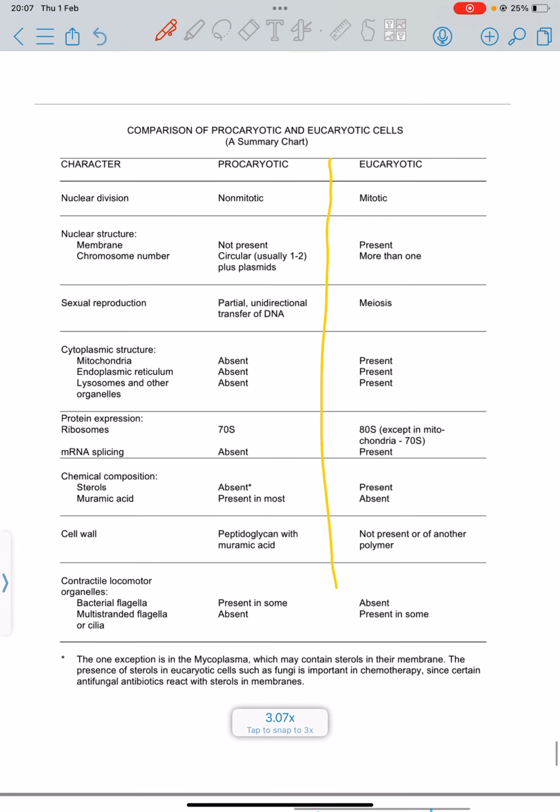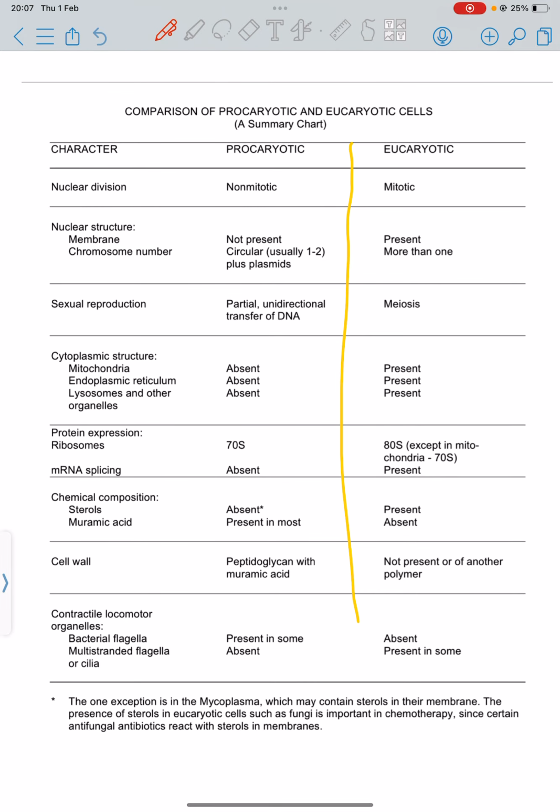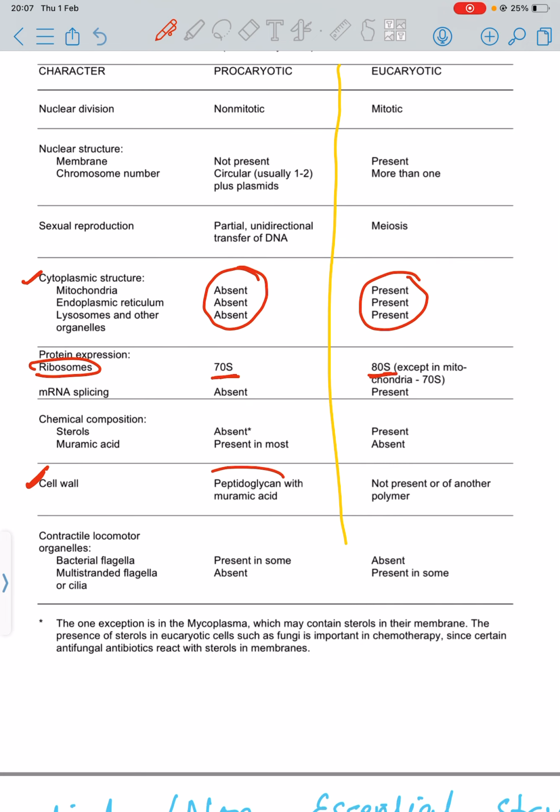I think now we're ready for this table. So let me start with the cytoplasmic structures. Cytoplasmic structures are absent in case of prokaryotes, present in case of eukaryotes. Done. Ribosomes, 70S is present in prokaryotes, 80S is present in eukaryotes. Done. Cell wall, made up of peptidoglycan, and in case of eukaryotes, it may or may not be present. Not present in humans. Right. Present in fungi as chitin. Okay. Done. Then organ of locomotion and all, yesterday we discussed.